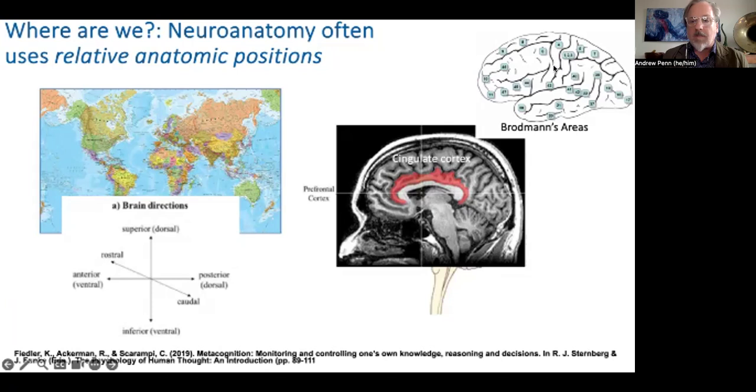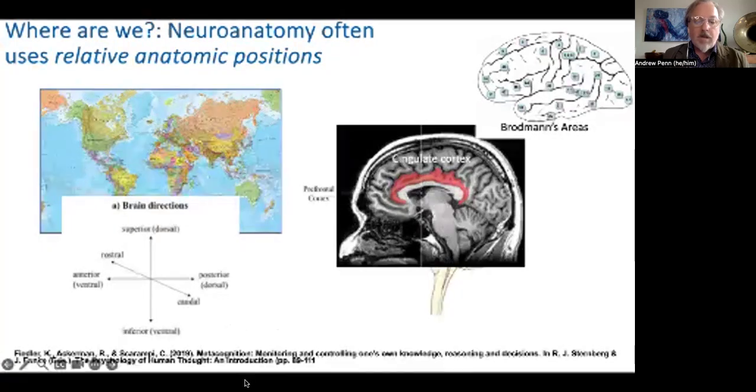So one thing you see up here is something known as Brodmann's areas, which are numbered. More often, what we see are these anatomical descriptions. Just as we would use on a map, these are relative. So for example, Colorado, of course, is east of us, but it is west of New York. So sometimes when we talk about something being anterior or posterior, it's relative to another location.